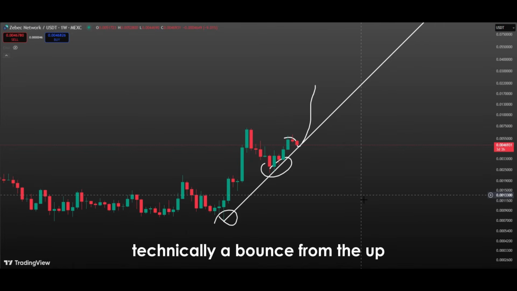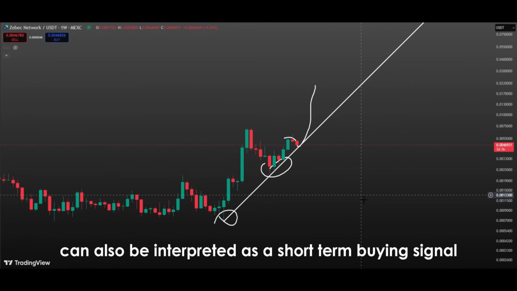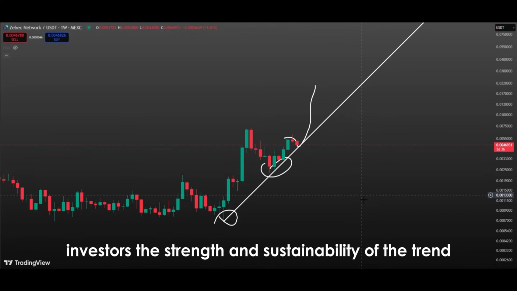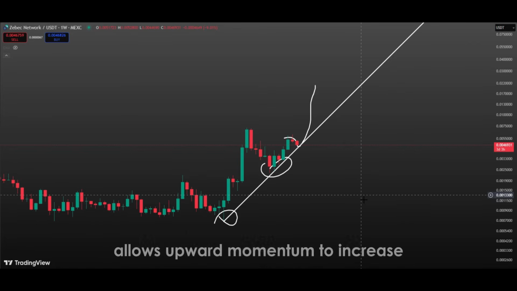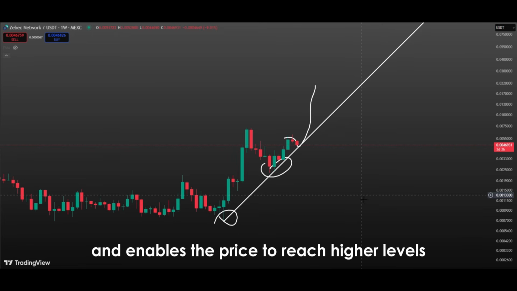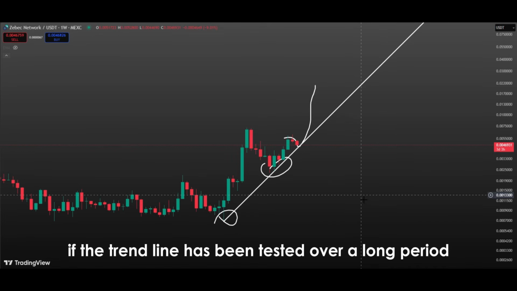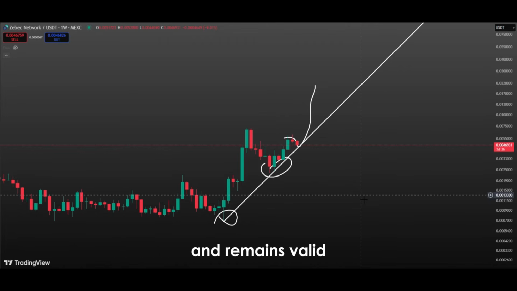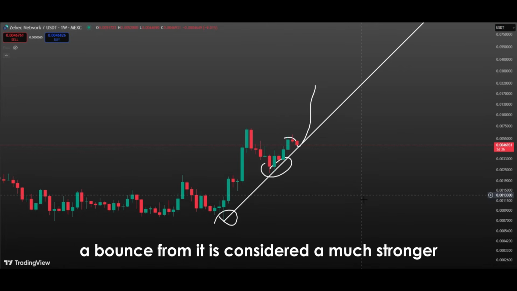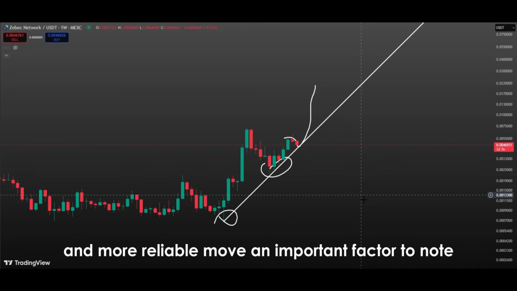Technically, a bounce from the uptrend line can also be interpreted as a short-term buying signal. This signal shows investors the strength and sustainability of the trend. A bounce from the trend line allows upward momentum to increase, attract new buying, and enables the price to reach higher levels. Especially if the trend line has been tested over a long period and remains valid, a bounce from it is considered a much stronger and more reliable move.